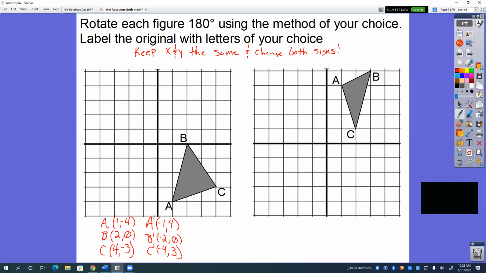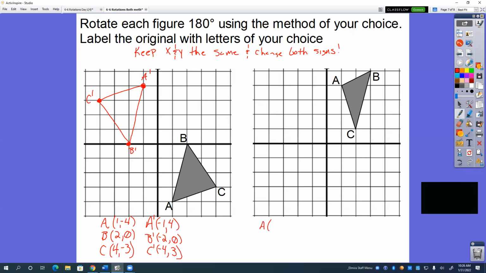So A prime is -1, +4. B prime would be -2, 0. And C prime would be -4, +3. Okay, and again, that shows the rotation of 180 degrees.